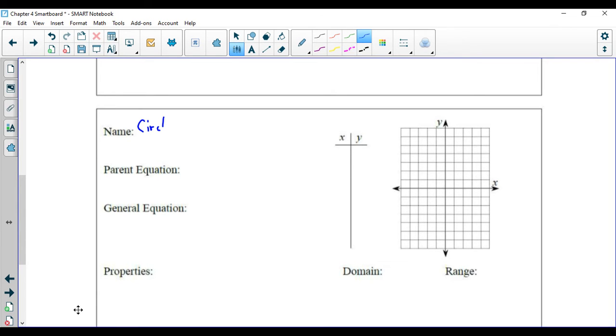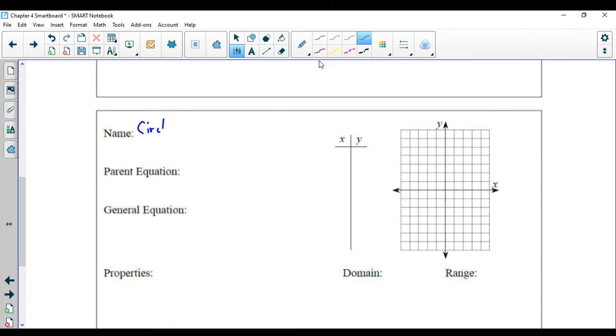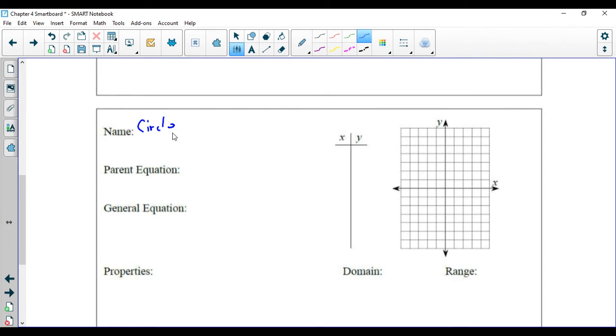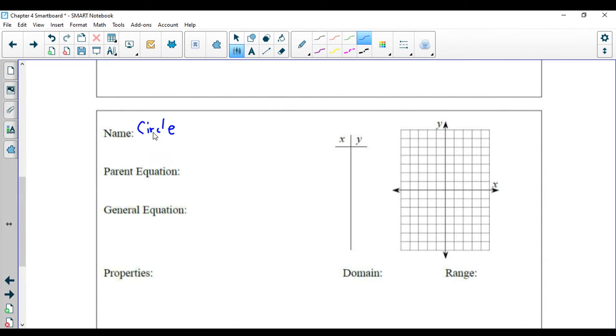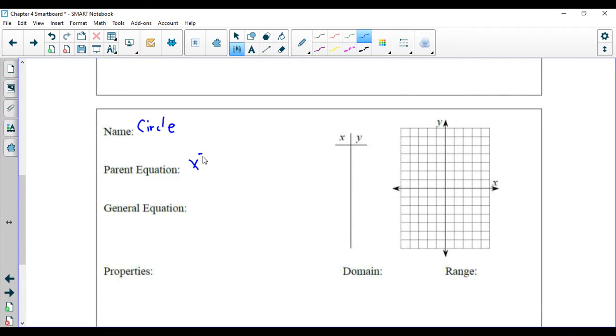All right, today we are going to add to our parent function toolkit the two we worked with today. So the first one is a circle. Our parent equation for that is x squared plus y squared equals r squared.